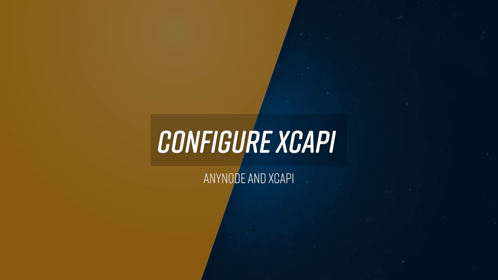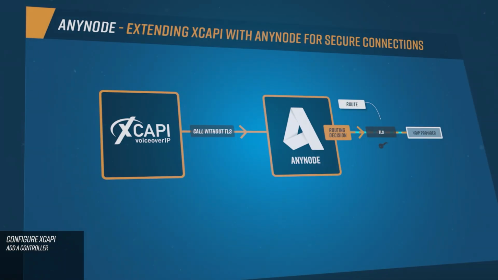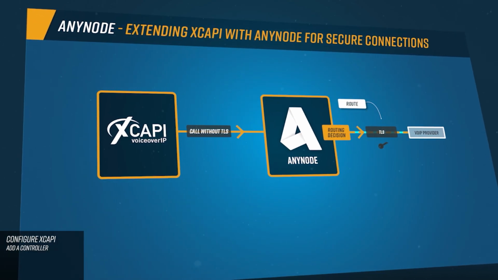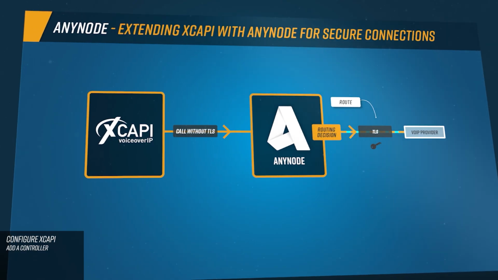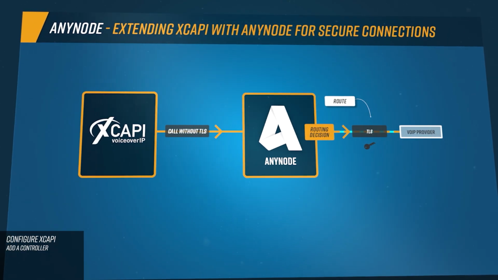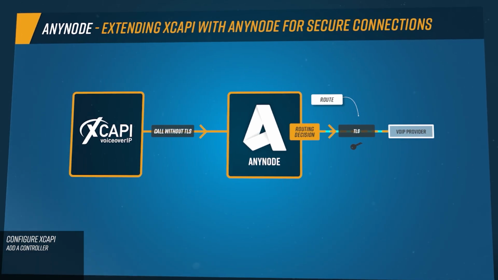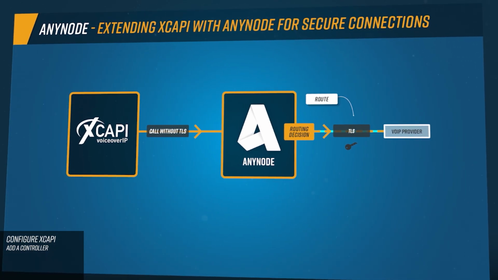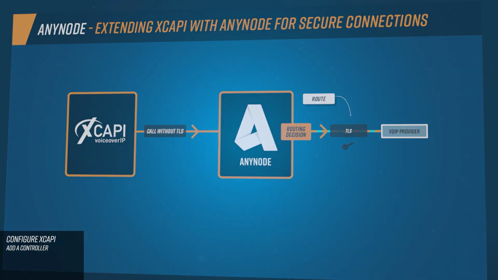Configure XCAPI with Controller Wizard. We will begin with the configuration on the XCAPI side. This section outlines all the necessary steps to prepare and adjust XCAPI settings before moving on to the corresponding configuration in the anynode frontend. By ensuring XCAPI is set up correctly from the start, we establish a stable foundation for seamless integration and optimal communication between systems.